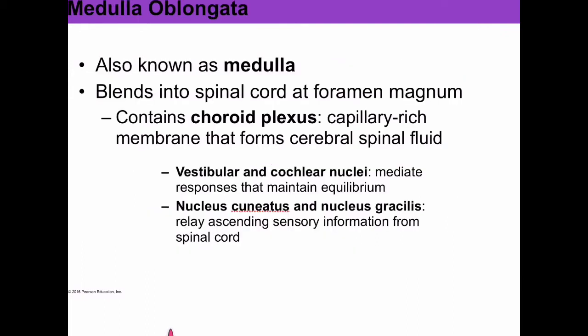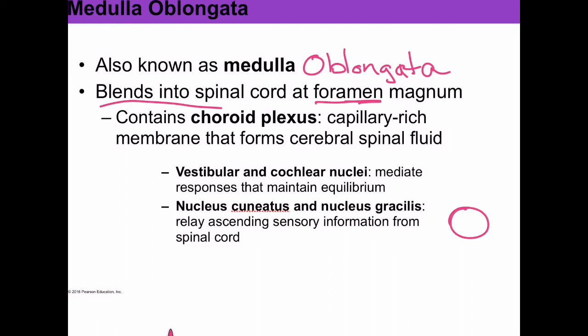Okay, medulla oblongata. Oops, sorry. It's supposed to have more of a tail on that A. Okay, medulla oblongata. So we talked about it blending into the spinal cord, and that happens right at foramen magnum, and that's because foramen magnum is only one size, and so if the medulla oblongata is going to be bigger on one side, the smaller part of the brainstem is what fits through, and so that's kind of the limiting step.